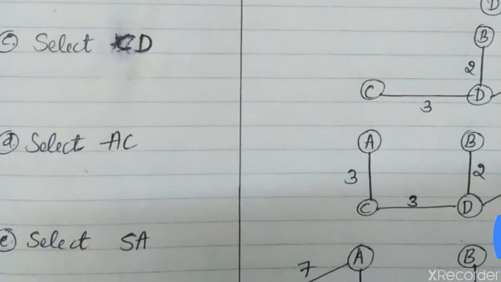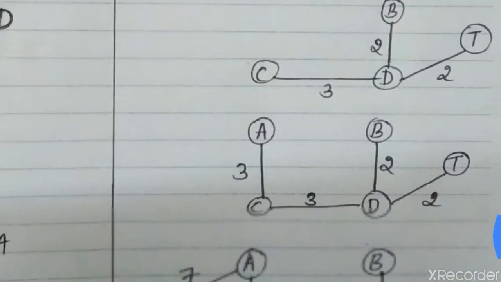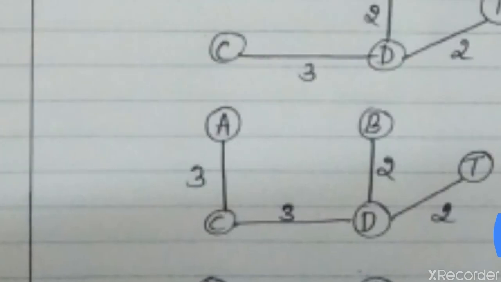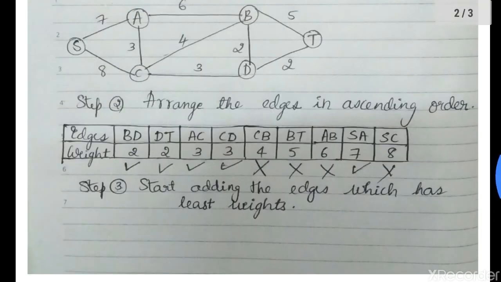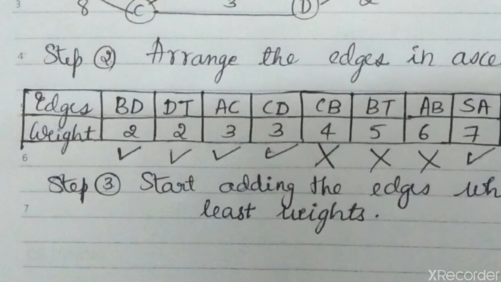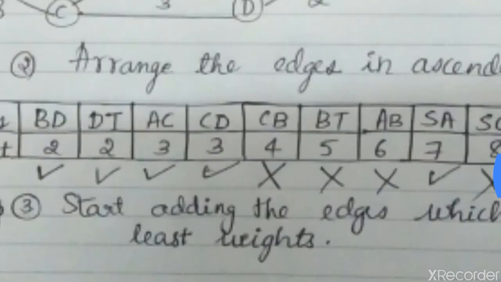Now if you select AC, does it form a cycle? No, it doesn't form a cycle. So you can select AC. So here you have selected AC. Now what is the next entry? After CD is done, AC is done. So now a total of 4 edges are done, that is BD, DT, AC and CD. The next edge is CB.